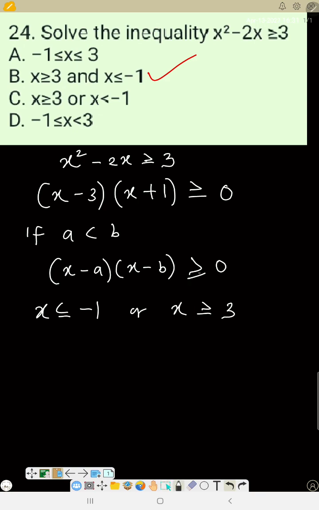But what if it is less than? Okay, let me continue. Watch it in another video. At least based on this one, this is our short method. Because what if this one is less than or equal to? We have another way also. So let's move on. Number 25.